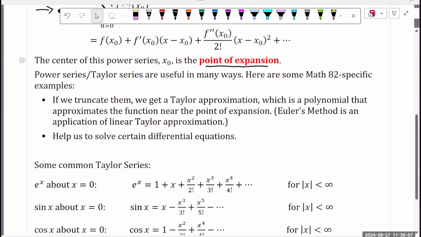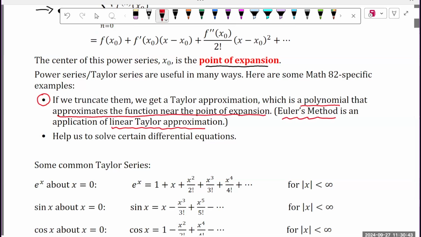Now, some of the ways in which we are going to be using Taylor series in this class include being able to look at a truncated version of the Taylor approximation, which will end up just being a polynomial that gives us a pretty good approximation to the function that we're looking for, basically the solution, near the point of expansion. In fact, Euler's method that we talked about earlier is an application of a linear Taylor approximation to the solution function. These power series can also help us solve certain differential equations, as we will see.